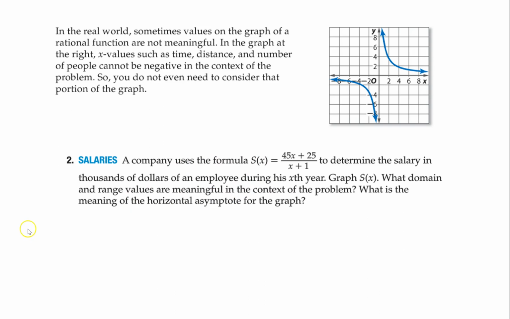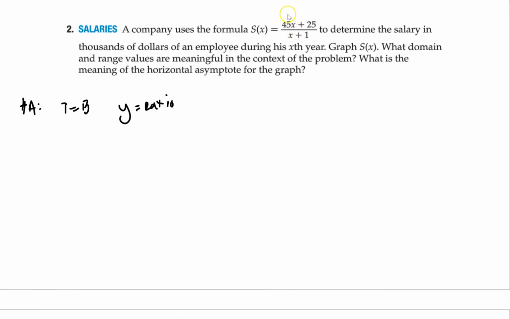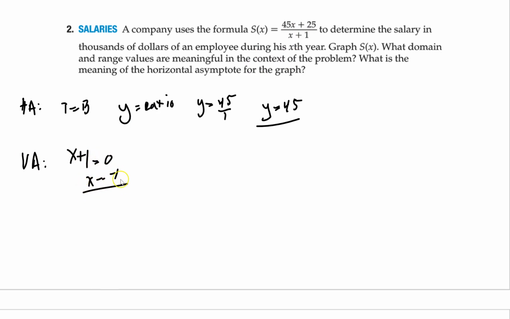As always, let's do what we always do, horizontal asymptote. In this case, the degrees are the same, right? So top equals bottom, so it's the ratio, which in this case is going to be 45 over 1, or just 45. So that's my horizontal asymptote, y equals 45. Nothing factors, so we're going to skip holes. Vertical asymptote, so the denominator equals 0. I get x equals -1. That's my vertical asymptote.